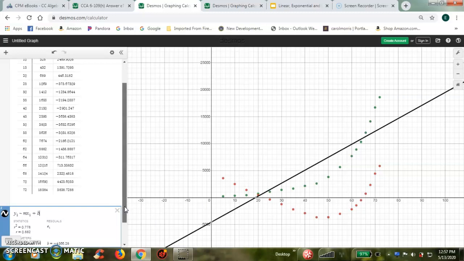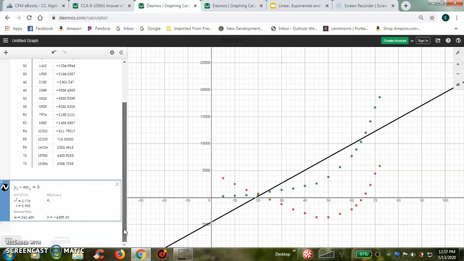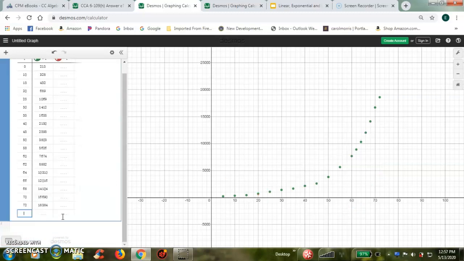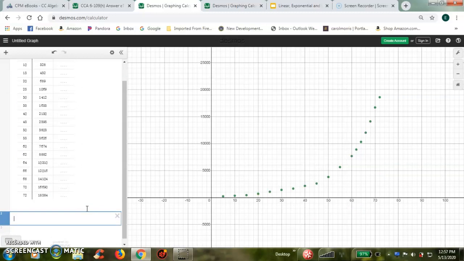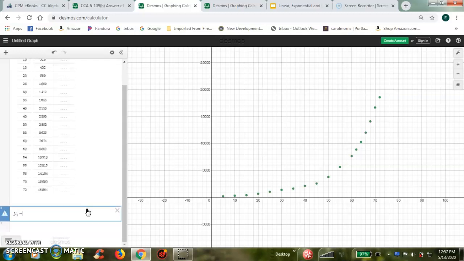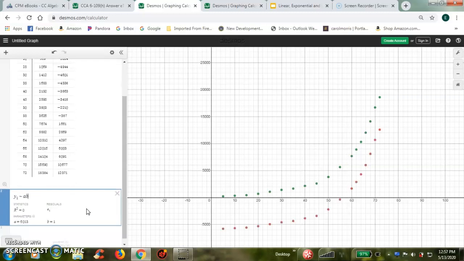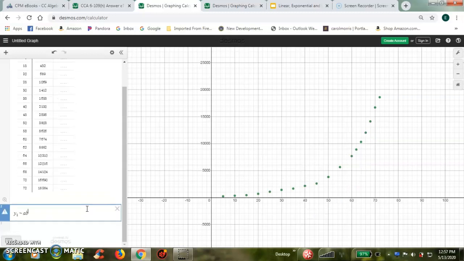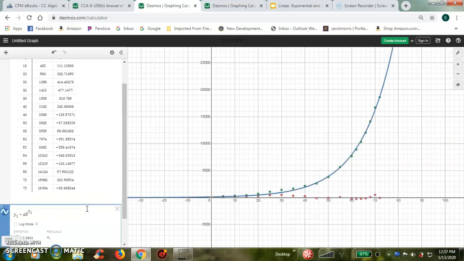All right, for this one, I'm going to go ahead and put in both the quadratic and the exponential, and we'll see what happens. We just know the linear is not going to work out well. All right, so we've got y1. So I'm going to put in the exponential first: a b to the x1. Okay, so that is my exponential.